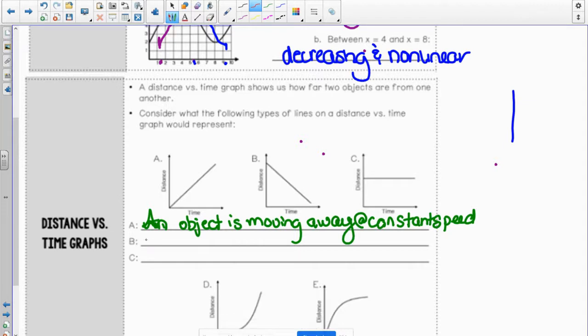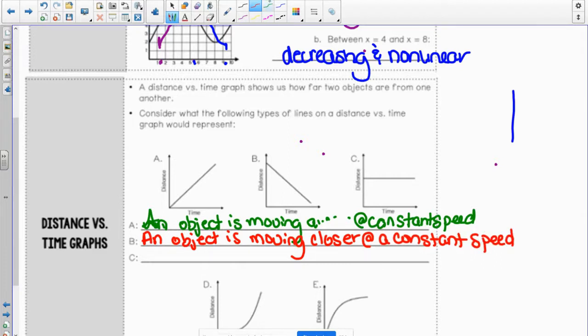So an object is moving closer. And notice that it's a line, so it's linear. So we can also say at a constant speed.